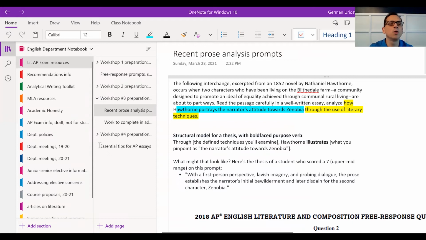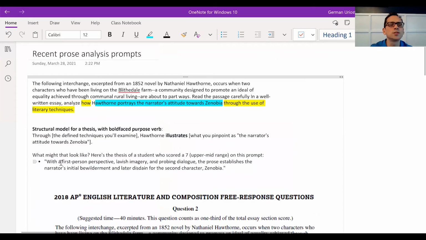All right. So I want to draw your attention to what this student has done well. The student has defined techniques. You're not using something like through perspective, imagery, and dialogue, right? Let's try to be a little bit more specific, right? A lot of times it's just a matter of slapping a precise adjective before the syntax you're looking at. Is it choppy syntax, fluid syntax, diction? What kind of diction, right? Here it's first-person perspective, lavish imagery, and probing dialogue.